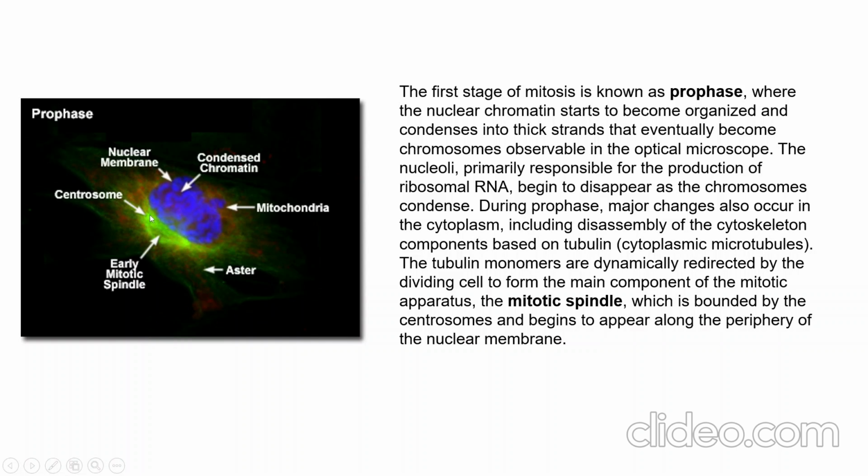The centrosome is polarizing in this one, and the nuclear membrane is going to start breaking down. It hasn't broken down completely yet, because you can see that the chromosomes are not completely free to roam around in the cytoplasm.